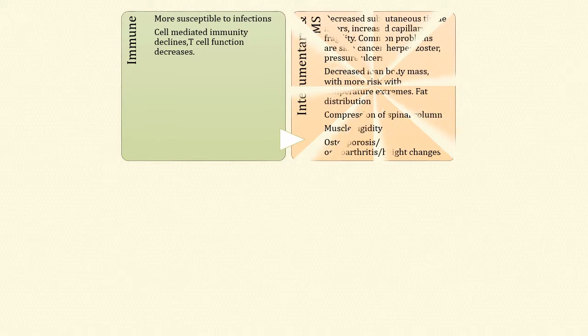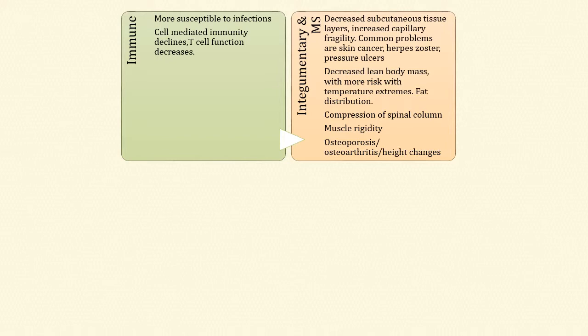Okay, so we're going to discuss a little bit about the immune system. They're more susceptible to infections, and the cell-mediated immunity declines and T cell functions decrease. In the integumentary and musculoskeletal system, there's a decreased subcutaneous tissue layer and increased capillary fragility, and its common problems are skin cancers, herpes zoster, or pressure ulcers.